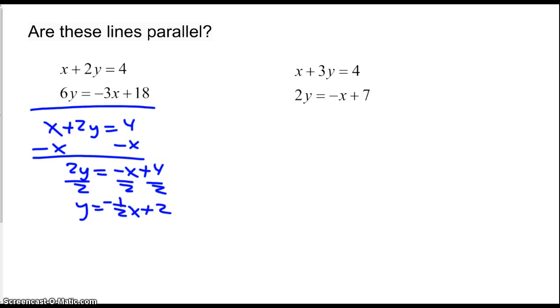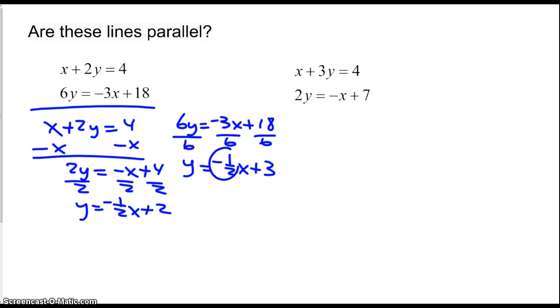And then let's look at the other equation here. So this is going to be 6y equals -3x plus 18. Just divide everything by 6. We have y equals -1/2 x plus 3. And since those slopes are identical, yes, these lines are parallel. Let's take a look at the ones on the right-hand side.